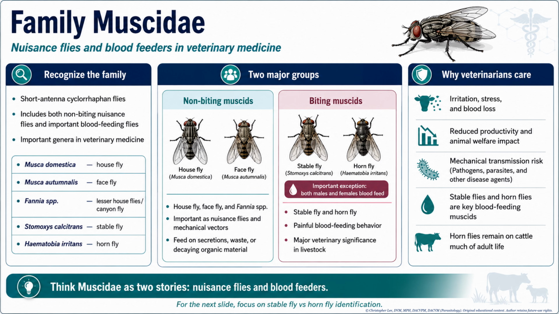The hornfly, Hematobia irritans, is just as direct. Hematobia points us towards blood feeding, and irritans means irritating, which is exactly what hornflies do when they cluster on cattle and repeatedly blood feed. And of course, if you are wondering whether there are many more muscid flies being left out of this image, you are absolutely correct. There are thousands of muscid species. This image is only a clinical entry point into the world of Cyclorrhaphans.